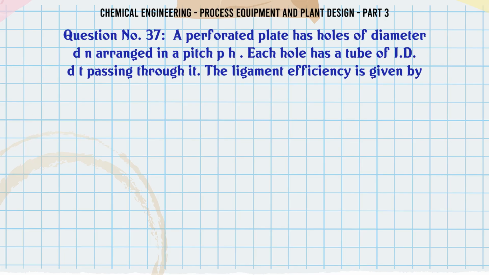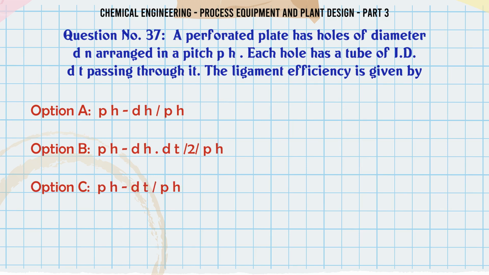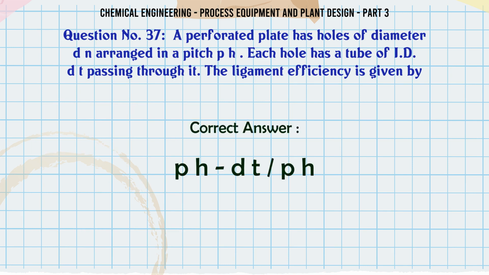A perforated plate has holes of diameter dH arranged in a pitch pH. Each hole has a tube of ID dt passing through it. The ligament efficiency is given by A. (pH - dH)/pH. B. (pH - dH)/dt^2 pH. C. (pH - dt)/pH. D. (pH - dH)/dH. The correct answer is (pH - dt)/pH.